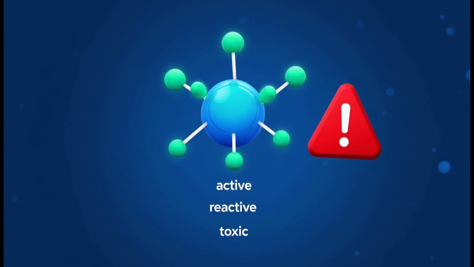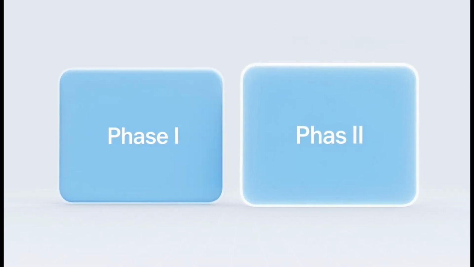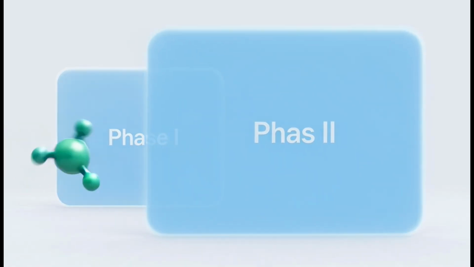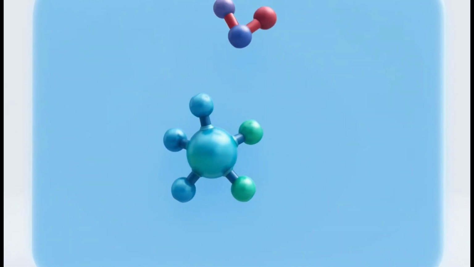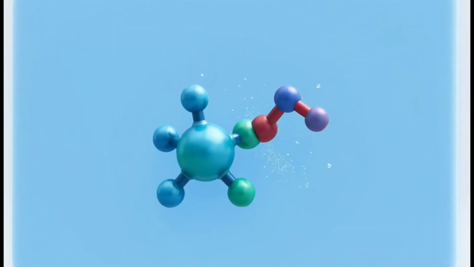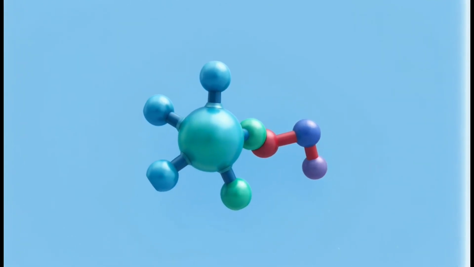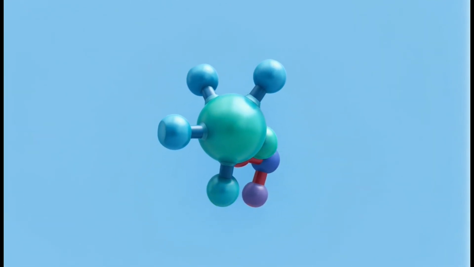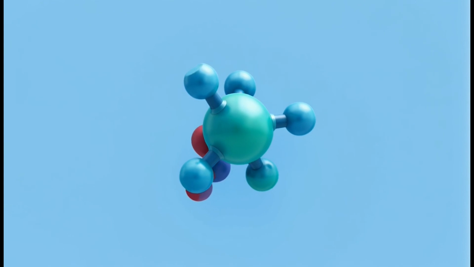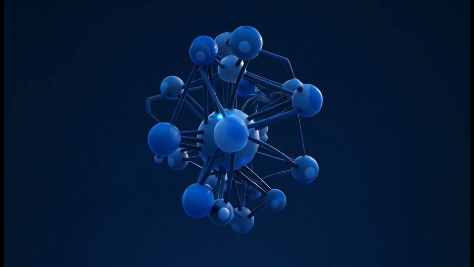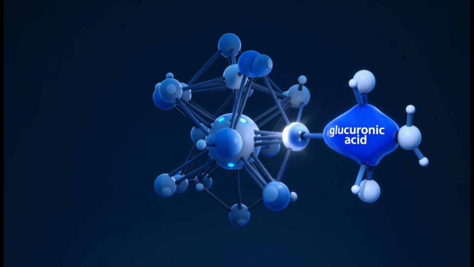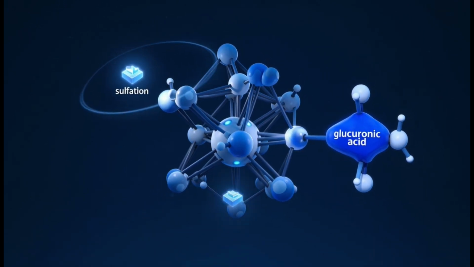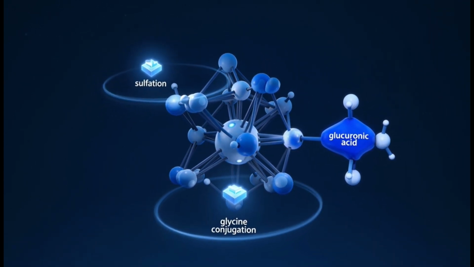Now once a drug has been through phase 1, or sometimes even without going through phase 1 at all, it can move into phase 2 metabolism. And phase 2 is essentially the conjugation phase, so this is where the body attaches a small polar molecule directly onto the drug or its metabolite. The most common version of this is glucuronidation, so attaching glucuronic acid, but you'll also see sulfation, glycine conjugation, and acetylation depending on the drug.